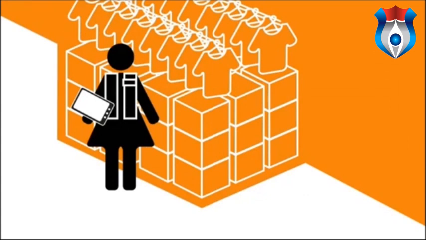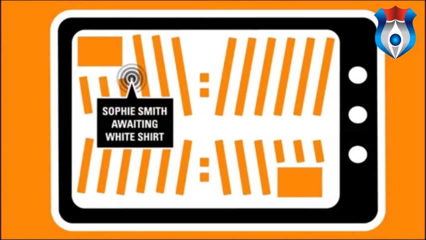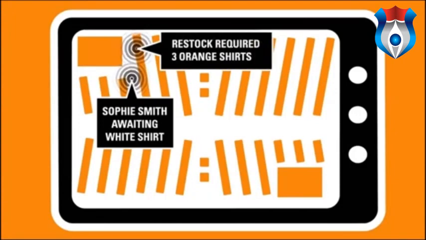Claire is in the back room when she receives an alert to bring Sophie's item. She grabs the shirt and locates Sophie on her tablet. The store system alerts Claire that there is the need for some restocking near Sophie, so she grabs 3 orange shirts as well, before heading to give Sophie her item.